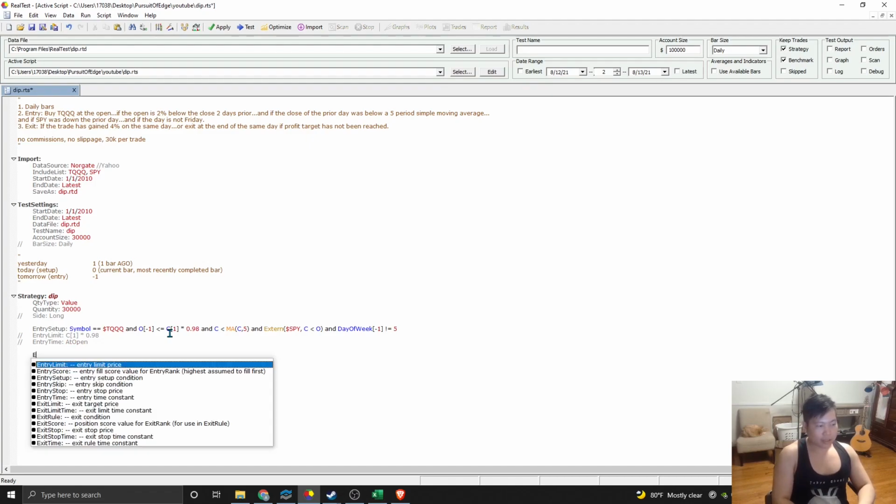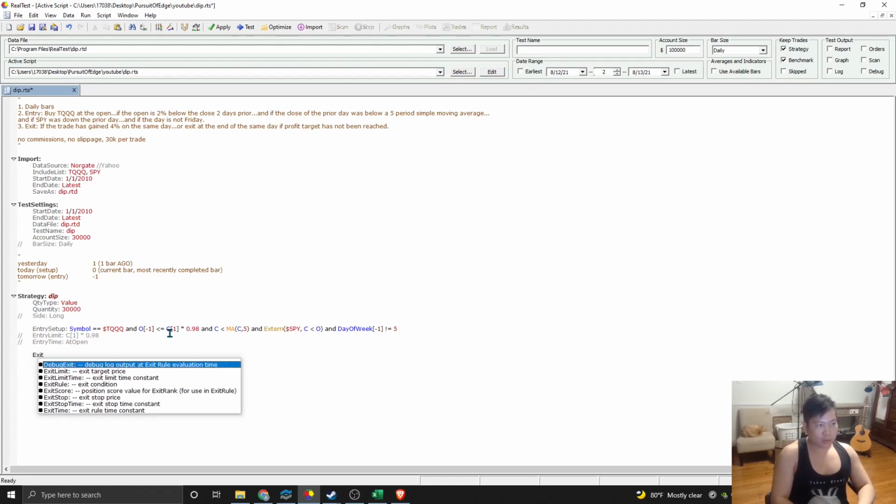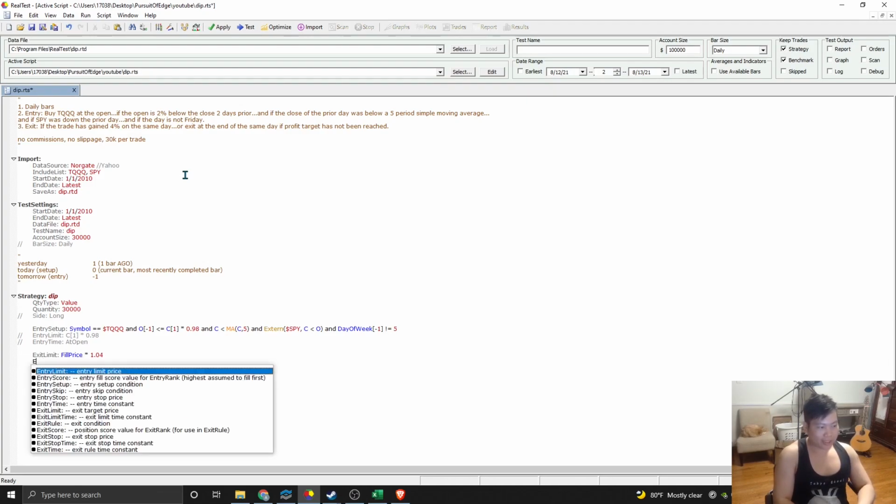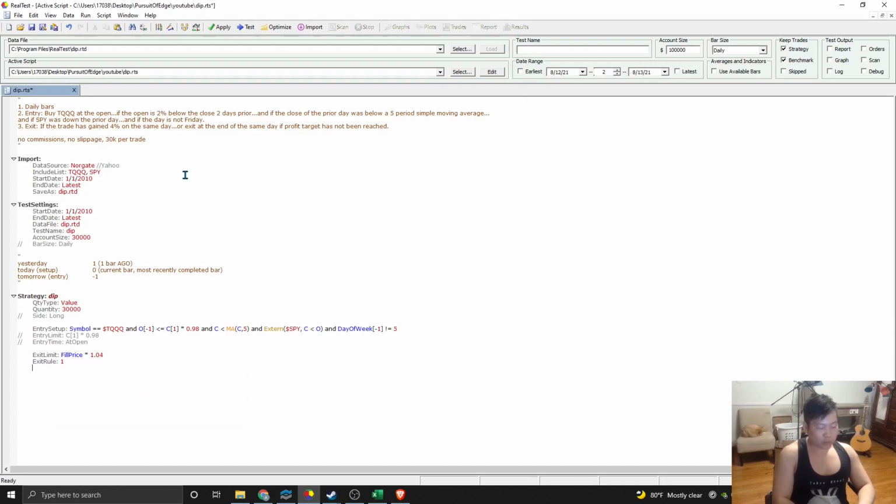Now let's take care of our exit. So we're going to exit if the trade has gained 4% on the same day. So that's going to be our profit target. So wherever we got filled and a 4% gain. Or exit at the end of the same day if the profit target has not been reached. So we're going to exit no matter what. Okay, so exit rule 1, and the exit time is going to be at the close.